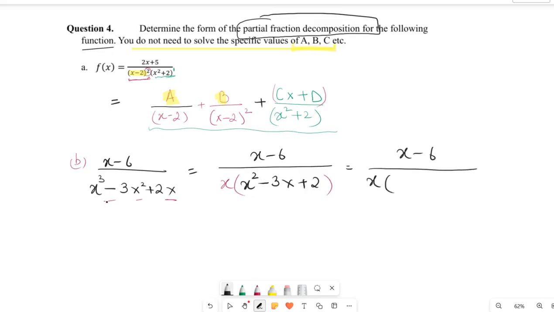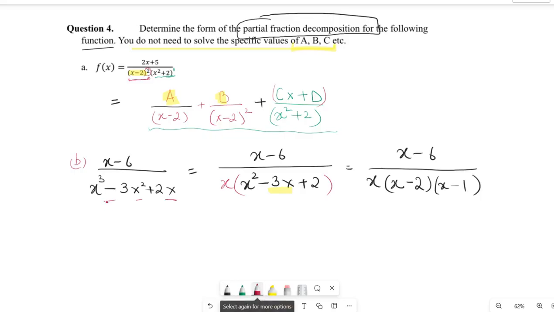Now inside is a quadratic that can be factored further. So we basically need to split 3x as two numbers so that their product is 2x squared and the sum is negative 3. So it will be, I think, (x minus 2)(x minus 1). So we factored the whole denominator.